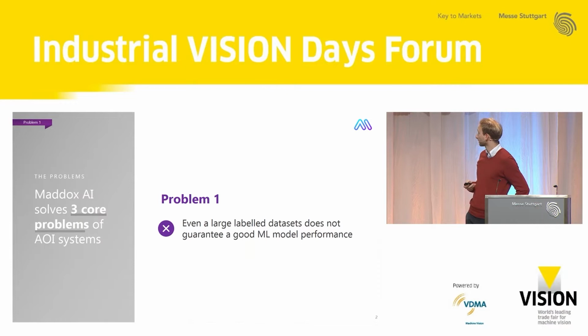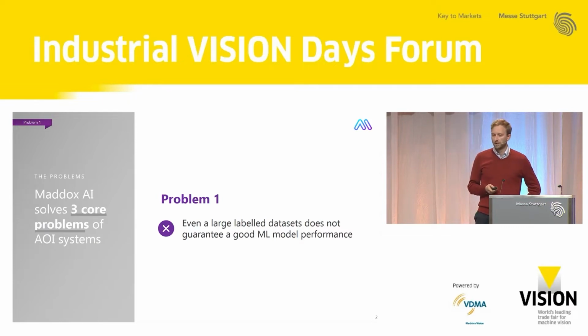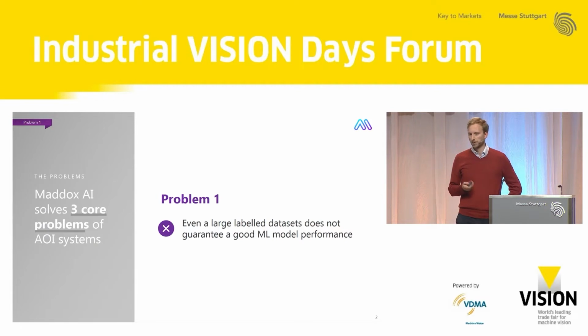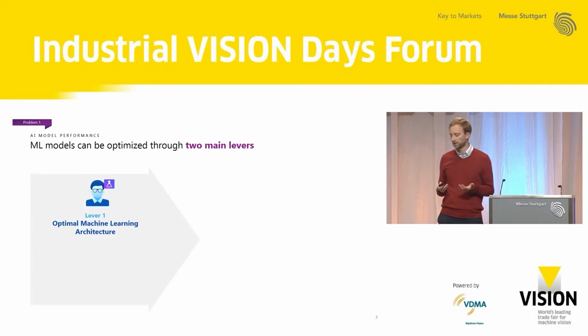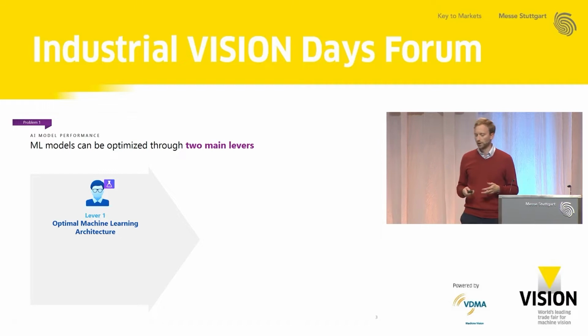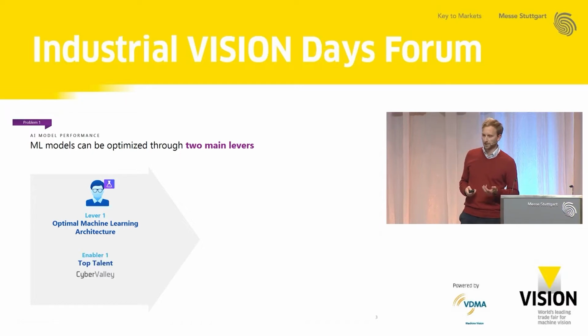The first problem that we're trying to solve is, we all know AI feeds on data, no? But I think we also all know that even if we have a large labeled data set, this does not guarantee that we have a good machine learning performance. And why is that? If we look at how a machine learning model can be optimized, we basically have 2 main levers. One being the optimum machine learning architecture, so the number of layers, the augmentation strategy, the learning rate, etc.